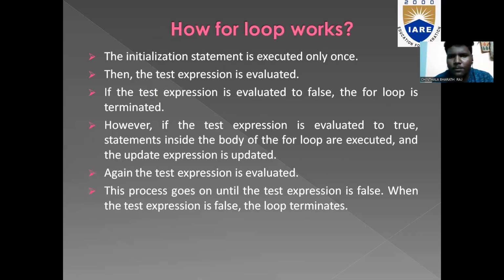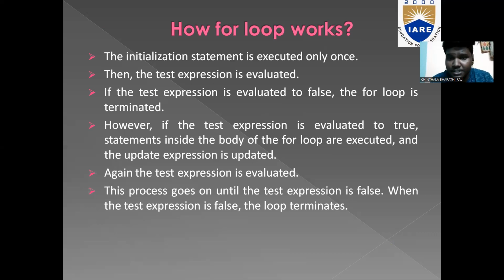Now, how does the for loop work? The initial statement is executed only once. First, we declare i, and when we initialize, that is executed once. Then the test expression is evaluated; it goes to the condition. If the test expression is evaluated to false, the for loop is terminated. If we give a condition like n is greater than or equal to 5 and it is false, then the loop will be terminated and control comes out of the loop. If it is true, then it enters the body.